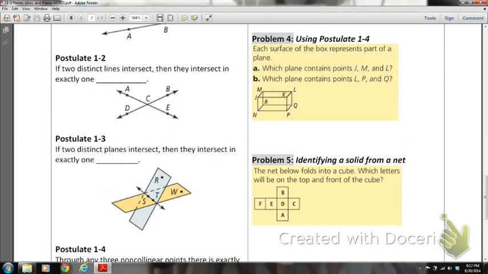In problem 4, we have a box. Each surface of the box represents a plane. Which plane contains points J, M, and L? It's the top plane, and we'll name it plane JML. The next question is which plane contains points L, P, and Q. Well, L, P, and Q are over on the right side. So that plane, we'll say that that's the right side, and we will call it plane LPQ.